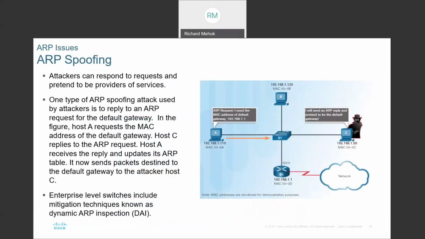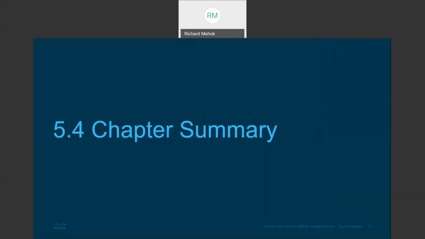ARP spoofing is when you change your MAC address. A man in the middle, like the hacker in this example, is going to redirect you to his PC, and it will give you a false MAC address and the IP to match it. It's a common technique that's used, but at the enterprise level, your switches will mitigate it with a technique known as dynamic ARP inspection, or DAI. Here's your chapter summary.